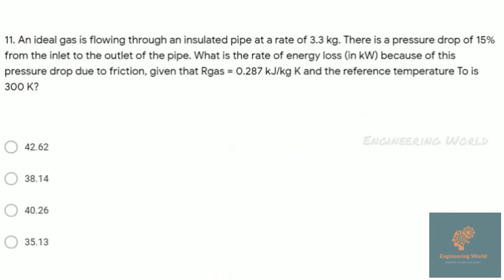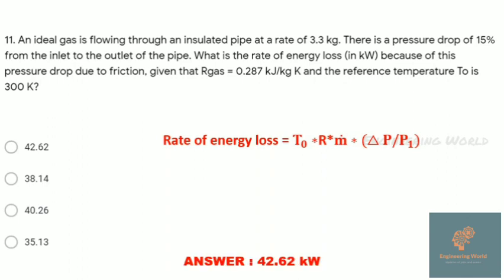Then an ideal gas is flowing through an insulated pipe at a rate of 3.3 kilogram per second. There is a pressure drop of 15% from inlet to outlet of the pipe. What is the rate of energy loss in kilowatt because of this pressure drop due to friction, given that R of gas is 0.287 kilojoule per kg Kelvin and reference temperature is 300 Kelvin? Here there is a simple formula. We will see how it is arrived at in a GATE-IES lecture series on the same YouTube channel. So this is the formula. By putting all the values we get 42.62 kilowatt.